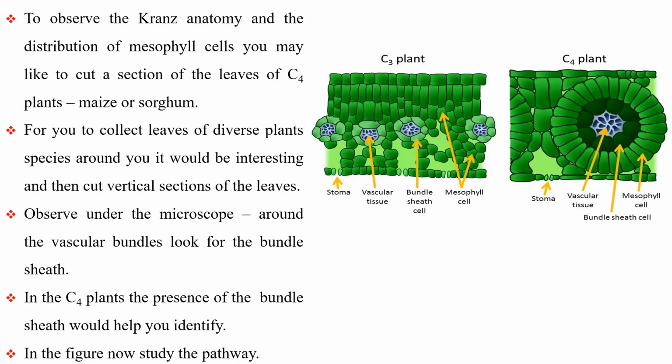To observe the Kranz anatomy and the distribution of mesophyll cells, you may like to cut a section of the leaves of C4 plants, maize or sorghum. It would be interesting for you to collect leaves of diverse plant species around you and then cut vertical sections of the leaves. Observe under the microscope around the vascular bundles. Look for the bundle sheath. In the C4 plants, the presence of the bundle sheath would help you identify them. In the figure, now study the pathway.